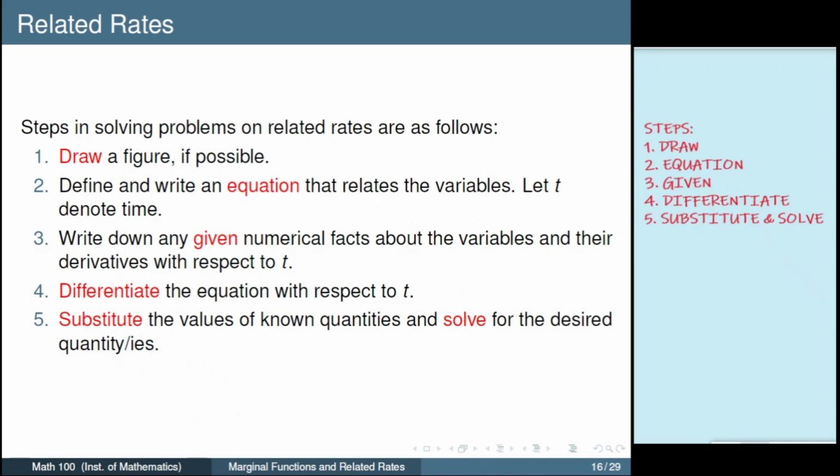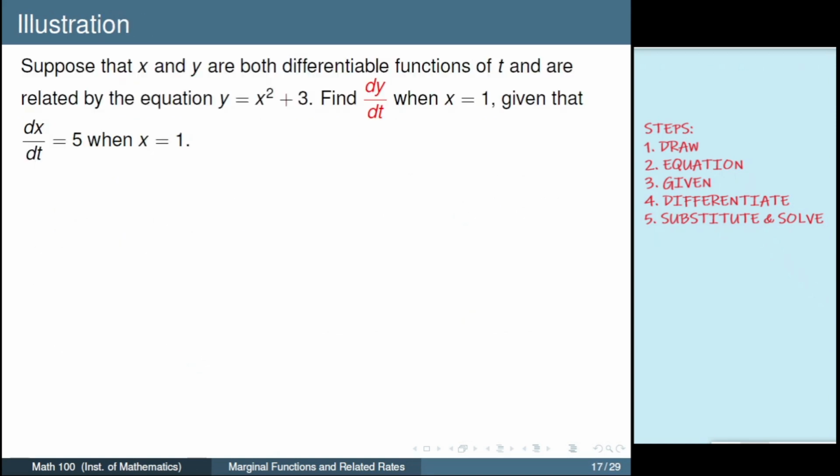So here, naka-highlight naman yung mga keywords para mas madali nating tandaan at ilagay din natin siya sa gilid para guide sa atin later on. So we have again draw, equation, given, differentiate, substitute, and solve. Right? So illustrate natin yung process using this simple example here.